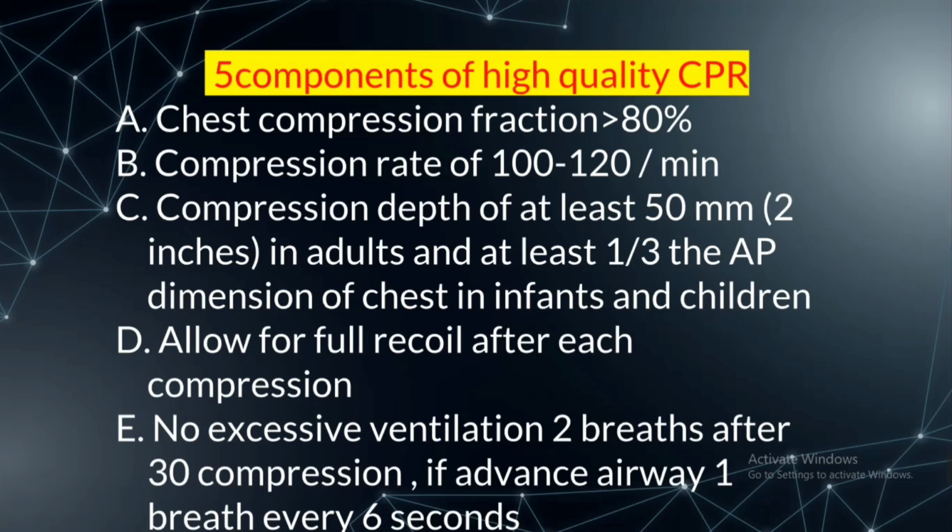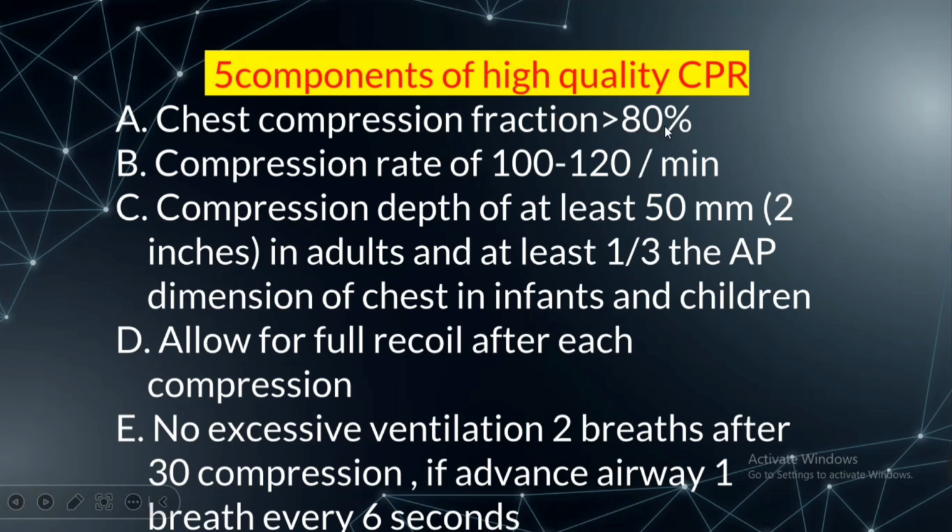Chest compression fraction greater than 80% means that, out of the total time that you provided resuscitation to the patient, the time that you provided compressions shall be greater than 80%. Second is your compression rate of 100 to 120 per minute. Third is your compression depth of at least 50 mm or 2 inches in adults, and at least 1/3 the anterior posterior diameter of the chest in infants and children. Another is to allow for full recoil after each compression.